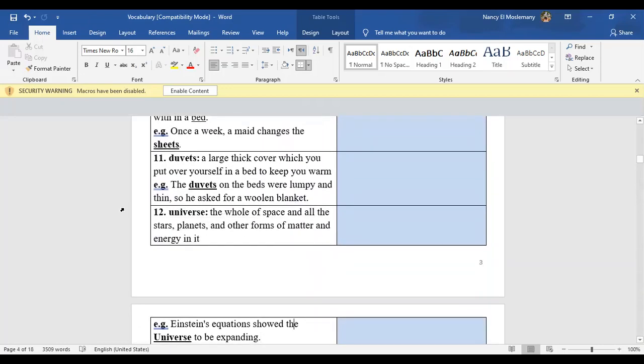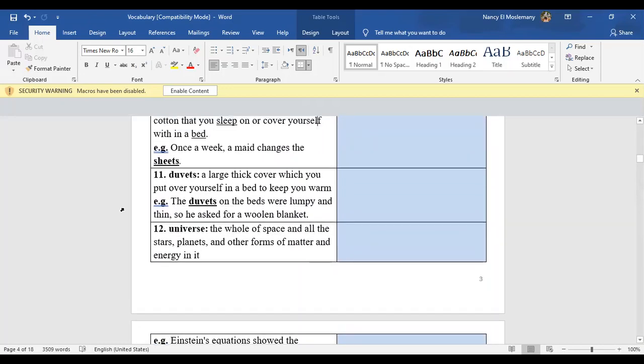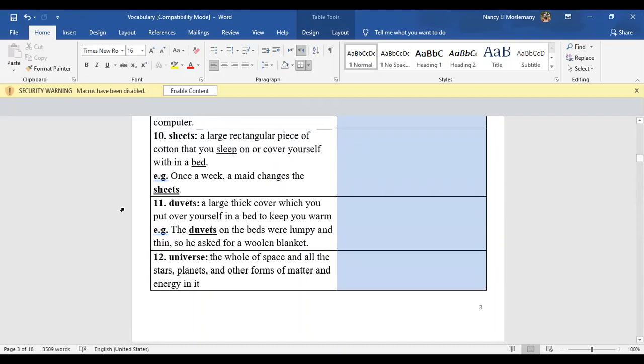Number 10, we have the word sheets. Sheets here, we don't mean sheets as papers. We mean the bed sheets. It's a large rectangular piece of cotton that you sleep in or cover yourself with in a bed. So we mean the bed sheets here. Number 11, we have the word duvet. The duvet is like a blanket. It's thick and we use it to cover ourselves to feel warm when we are in bed.